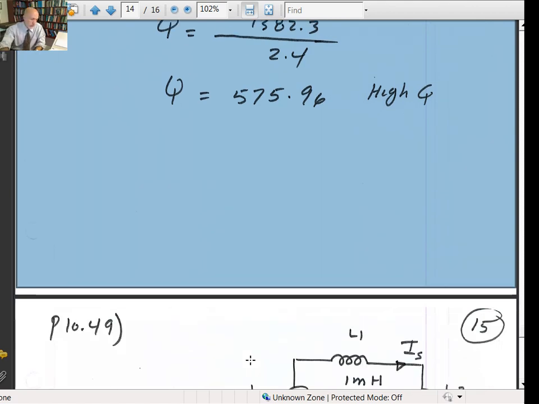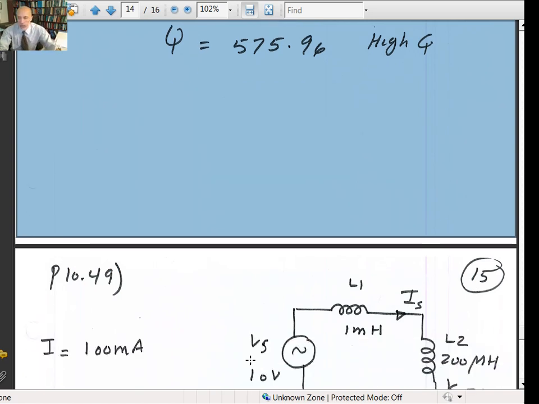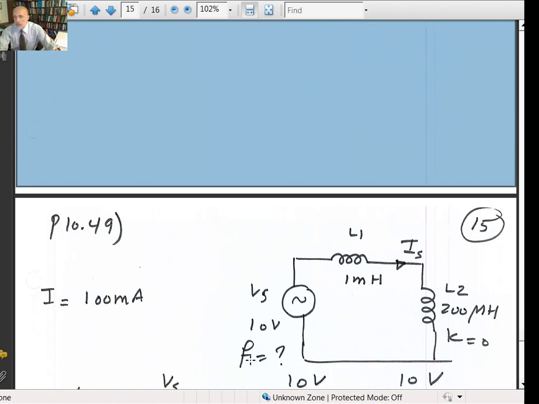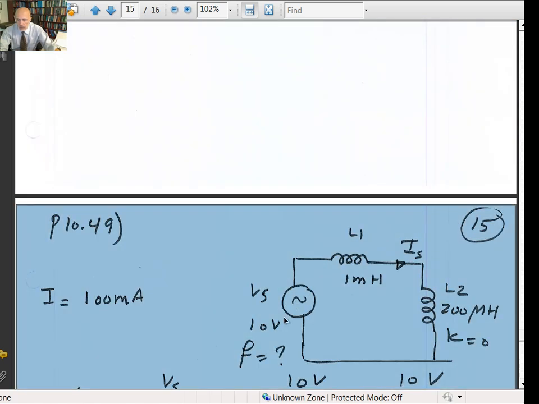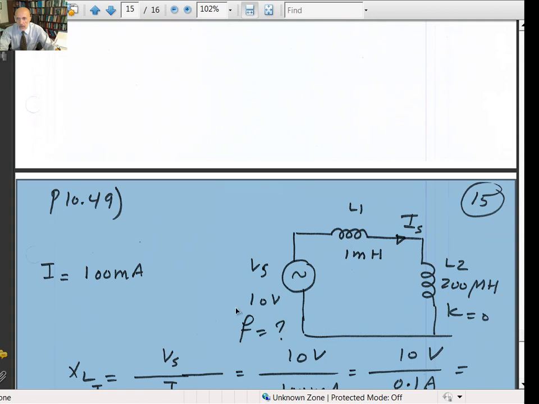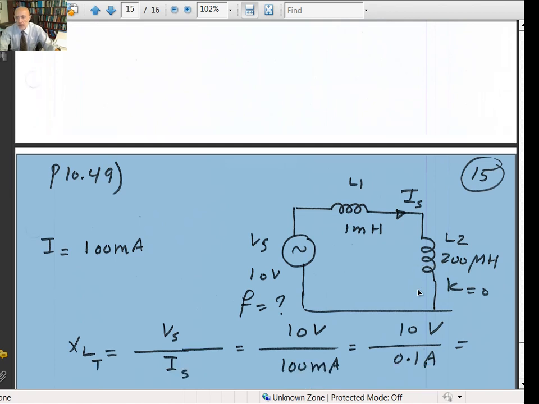Let's look at problem 49. It says, determine the frequency of operation that will provide a current of 100 milliamps to the circuit shown in figure 10-59. Here you're putting in a 10 volt AC source. The frequency is not given; you want to determine the frequency. It's a 1 millihenry inductance and then 200 microhenry. But the coupling coefficient is equal to 0, so that means they're completely isolated. None of the flux generated in coil 1 is going to coil 2, and vice versa. There's no interaction there.